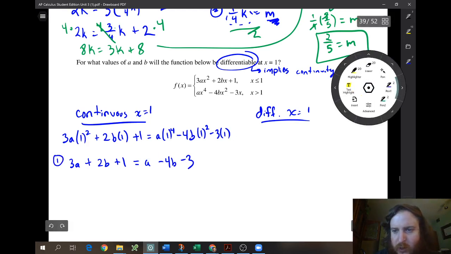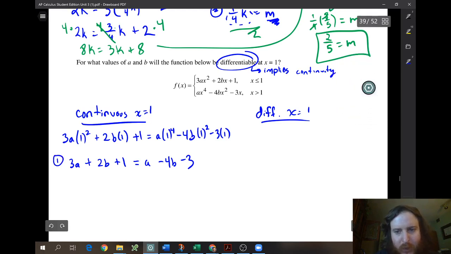Our second equation, I'll use red, we're going to do for differentiability. So before we can set them equal, we have to first find the derivative. So f prime of x is equal to, and always take the derivative before you plug in. The derivative of 3ax squared: 3a is just a constant, so when we multiply 3a times 2, we get 6a and x to the first power, just x. The derivative of 2bx, right? The derivative of 2x would be 2. The derivative of 2bx is 2b. The b's are constant. They're just hanging out.